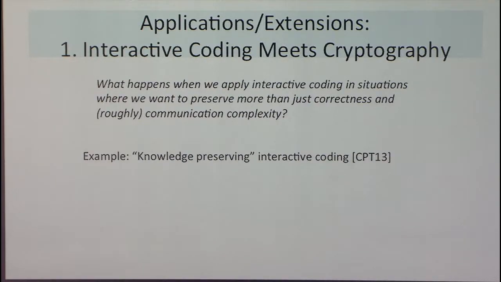But we haven't preserved any other pieces of the protocol. You can imagine settings like secure multi-party computation where, yes, I want to get the right answer, but I also want to preserve secrecy and privacy of my input, right? So there are other things we might want to preserve.